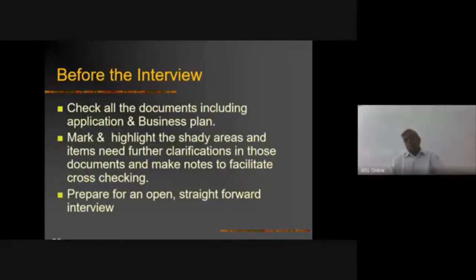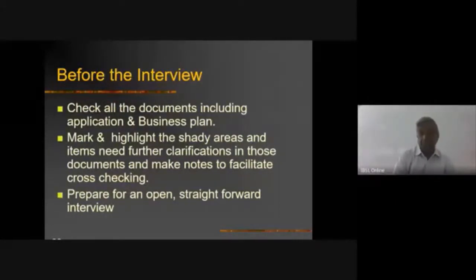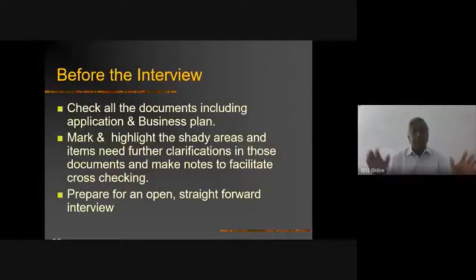So you must go through all the documents for further clarification and make notes to facilitate cross-checking. Right. And then, yes, the customer is going to come for the interview. Prepare for an open and straightforward interview. You must prepare yourself. But generally some credit officers, they don't do it.